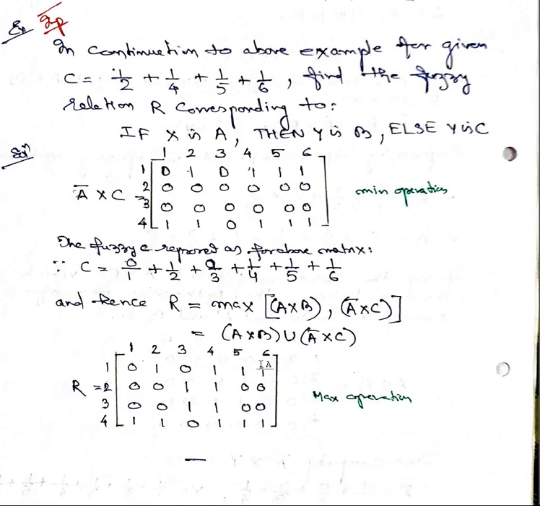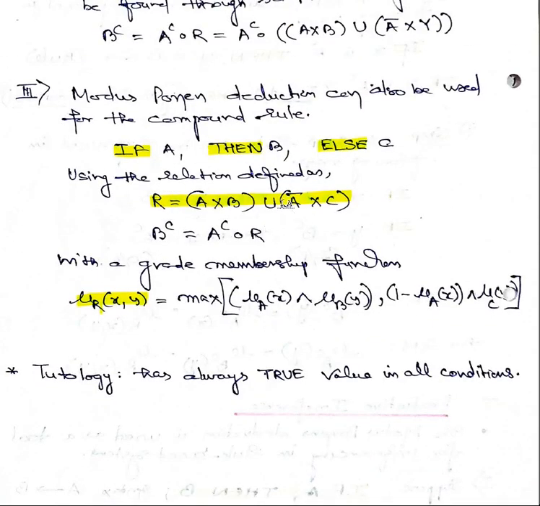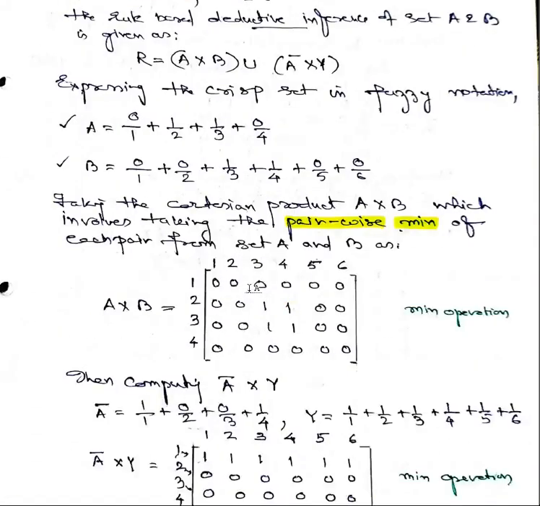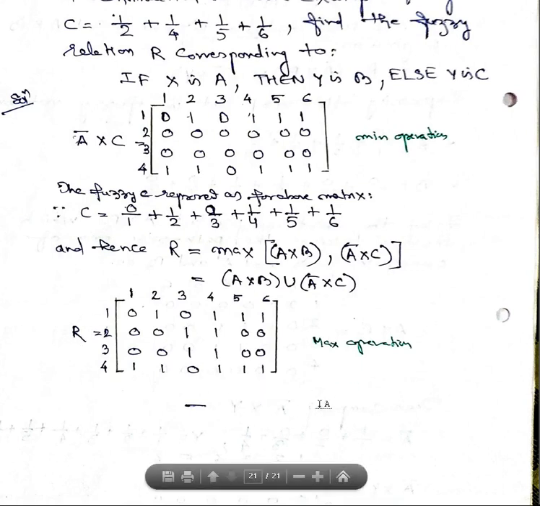And finally you write R is equal to A cross B comma A cross C, that is, A cross B union A cross C. So you do the union operation of A cross C and A cross B. Now why are you doing this? Because you are doing it based on these conditions: if A, then B, and else C. And that is how you come to the answer.